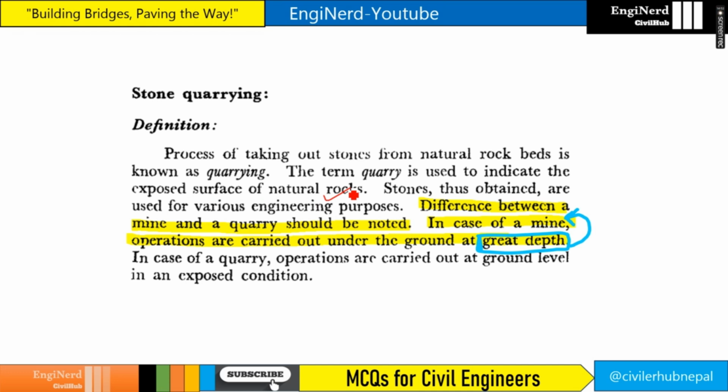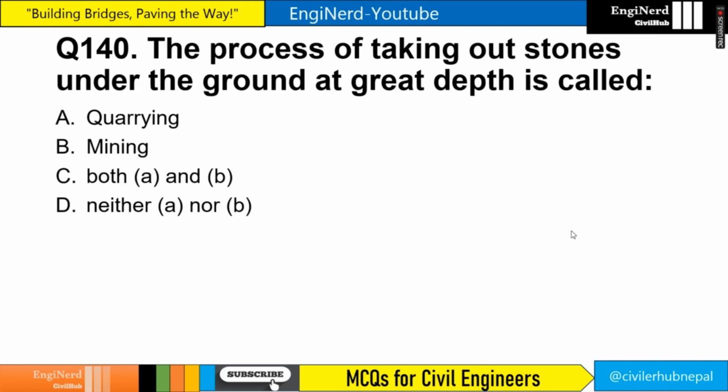Stones thus obtained are used for various engineering purposes. But you need to note the difference between a quarry and a mine. In case of a mine, operations are carried out under the ground at greater depth. So greater depth is mentioned here. That means the answer is mining.